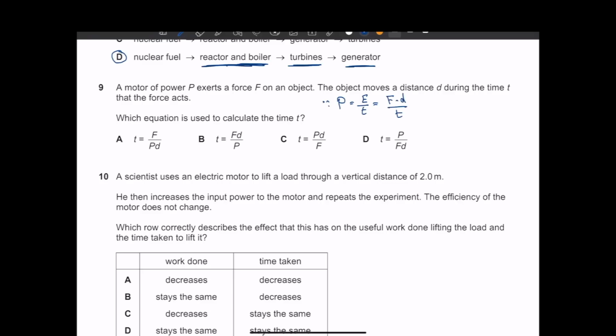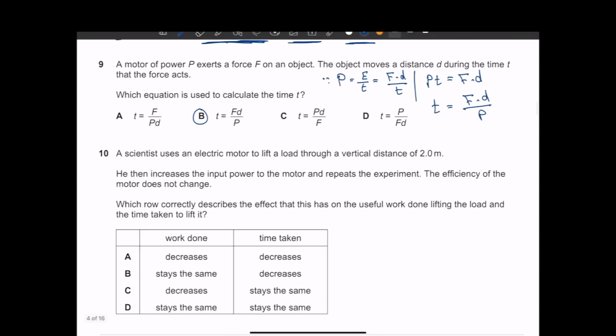So if you rearrange this equation by doing cross multiplication, you will reach power times time, which gives you force times displacement. So depending on that, the time could be force times displacement divided by power. So depending on the result that we just reached, it could be Fd divided by P, which is B here. So the right answer here is supposed to be B, and the rest have some mistakes when it comes to rearranging the equations.